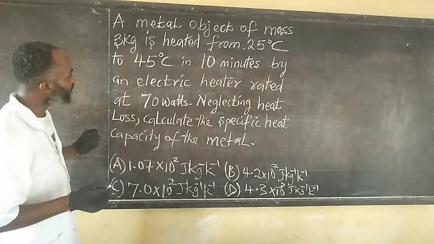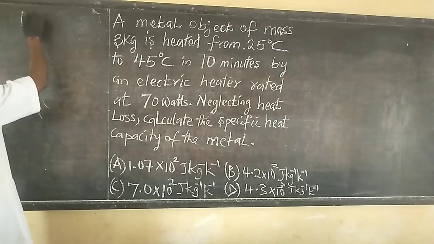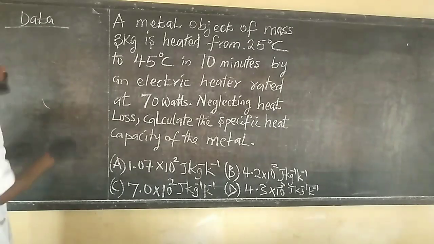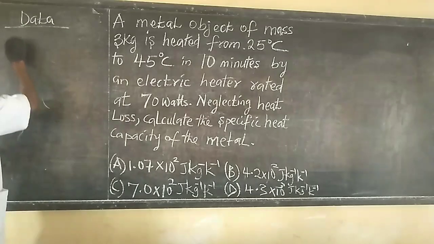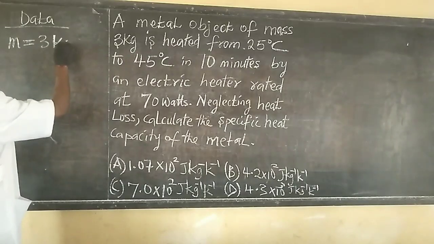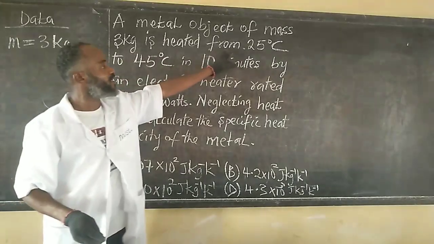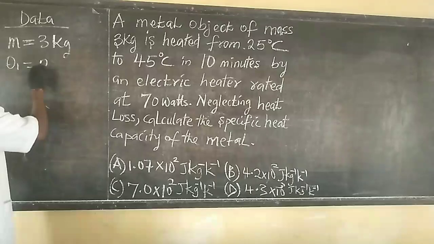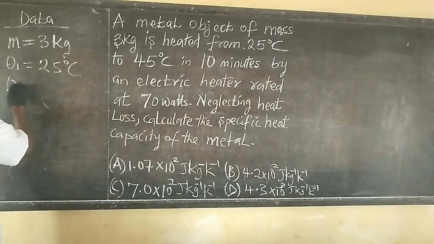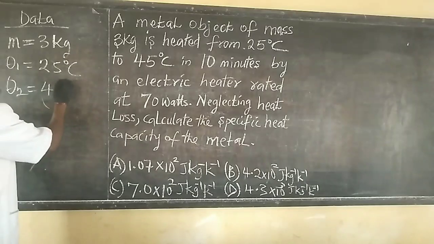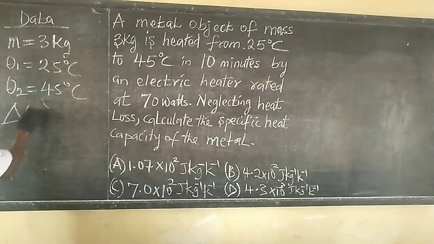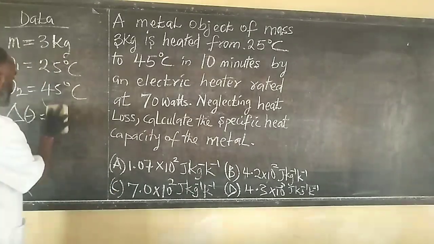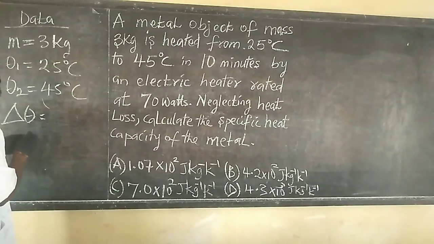The first thing we need to do is quickly bring out our data and see what we have. We have mass M equal to 3 kg, alright? And then heated from 25 degrees Celsius, that is theta 1. Theta 1 is equal to 25 degrees Celsius. Theta 2 is equal to 45 degrees Celsius. The temperature change should be theta 2 minus theta 1.